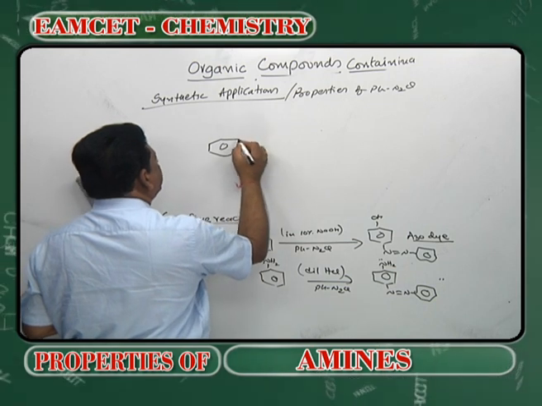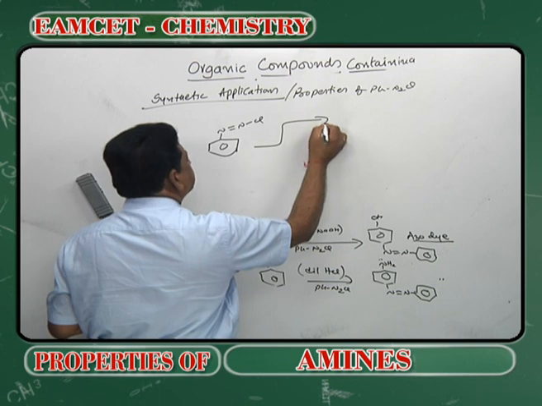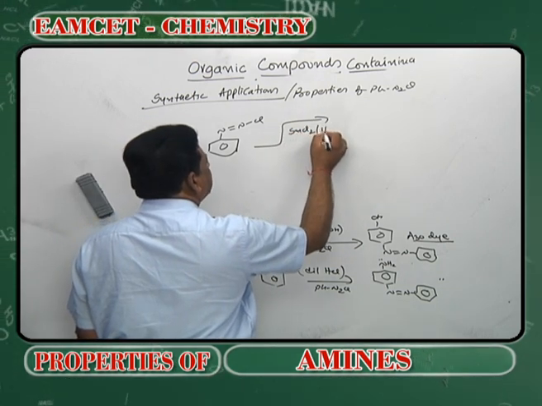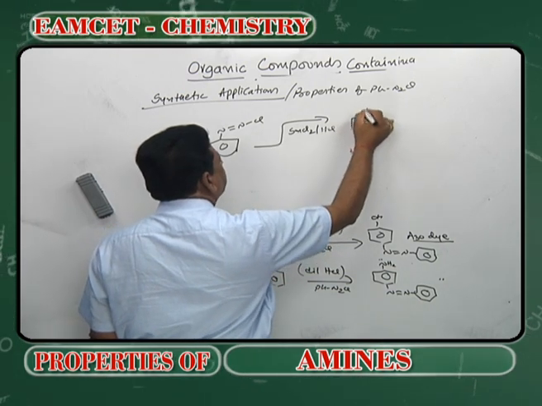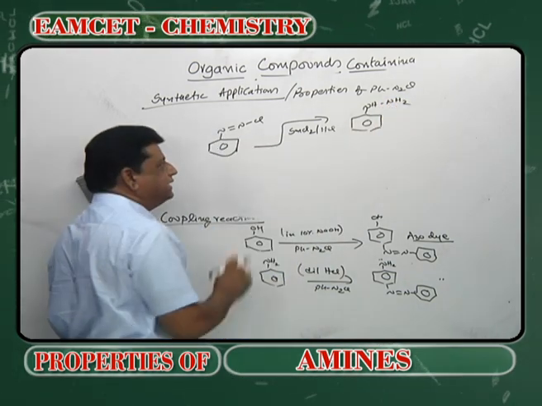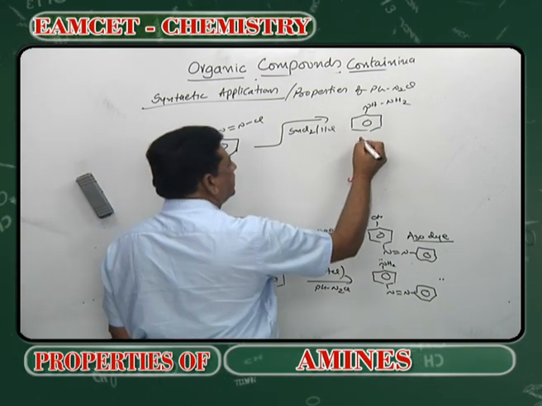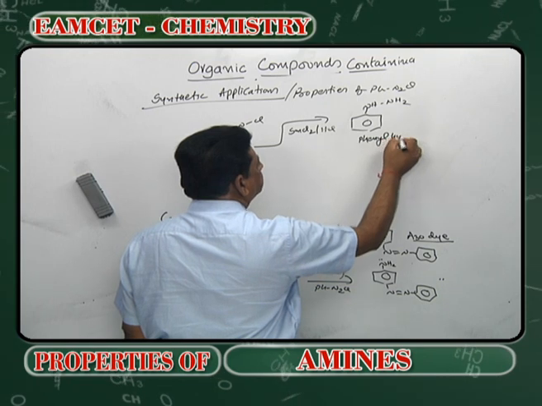Diazonium chloride can be reduced with two different types of reactions. If you use stannous chloride, SnCl2 and HCl, the compound is formed into a benzene with NH2. Here the nitrogen is not detached, it is just converted into phenyl hydrazine. It is a weak reducing agent, phenyl hydrazine.